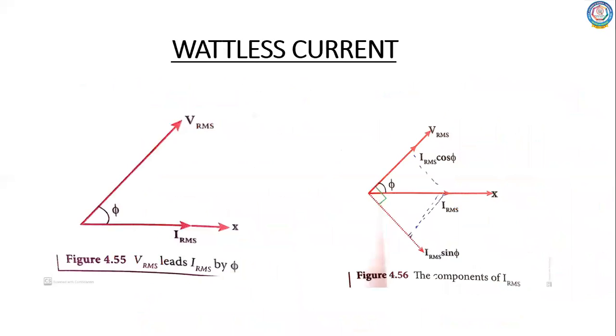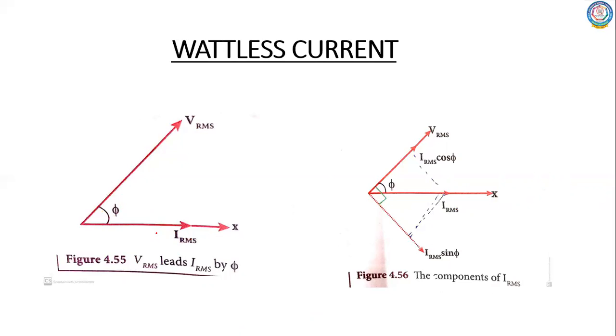With this, we are moving on to the next topic, wattless current and wattful current. Let us consider an AC circuit in which there is a phase angle of phi between VRMS and IRMS. According to this diagram, we assume that the voltage is leading the current by a phase angle of phi. This phasor diagram we have discussed in an inductive circuit. In an inductive circuit, you know that voltage leads current. So here also let us consider the voltage is leading current by a phase angle of phi.